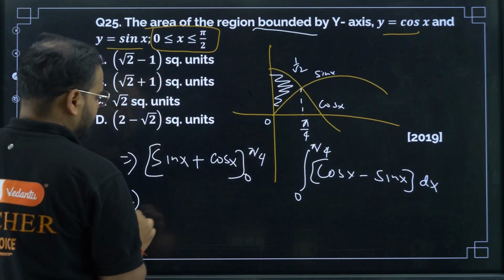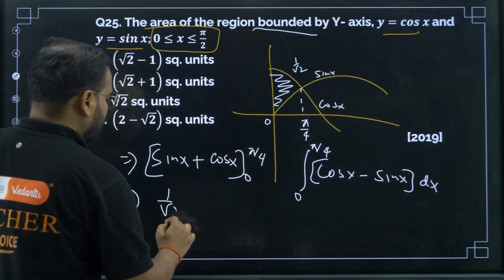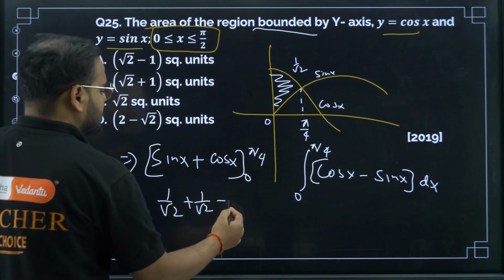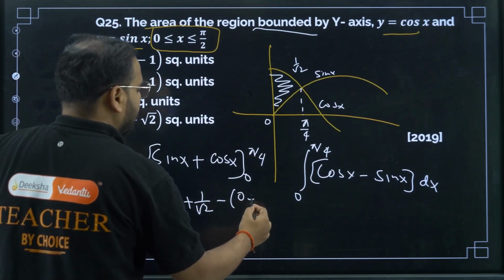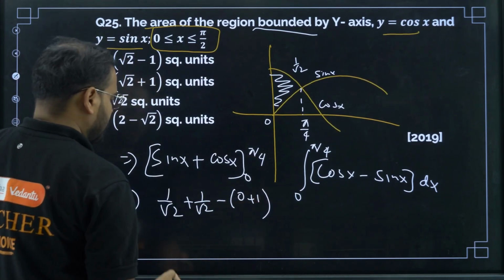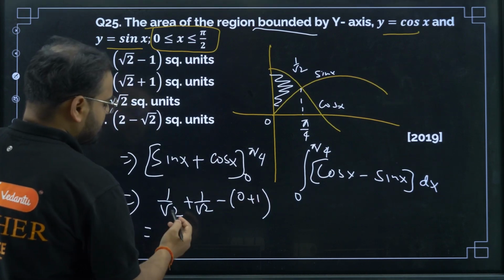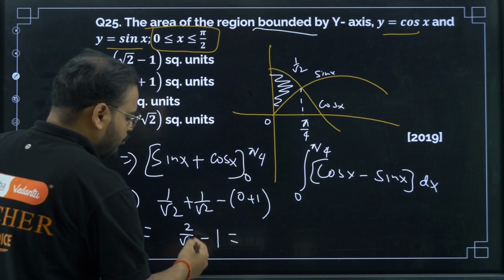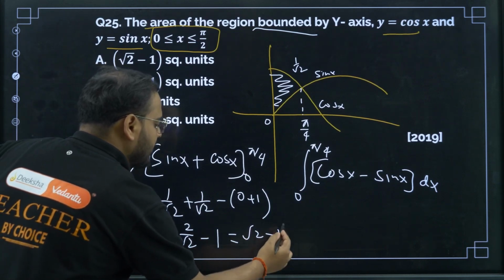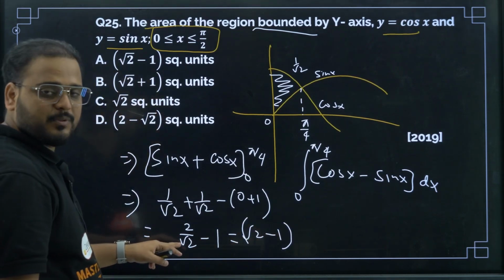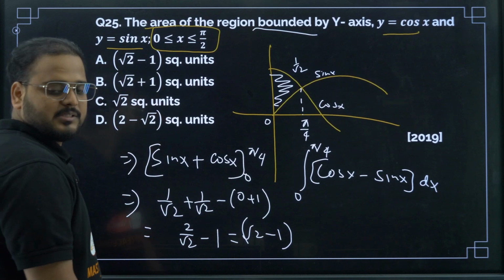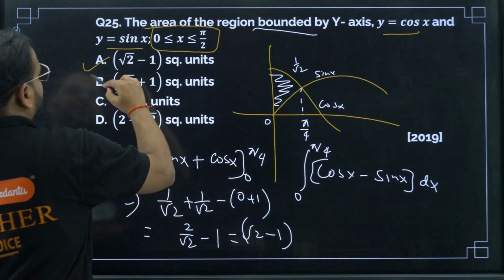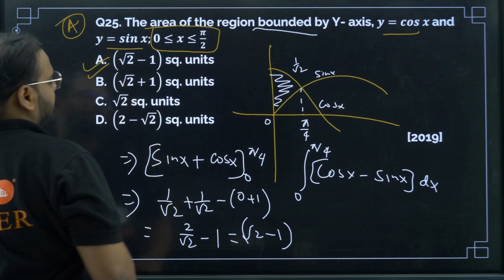Now have a look. Sin pi by 4 is how much? 1 by root 2. Cos pi by 4 again what? Same thing, 1 by root 2. Now for 0, sin is what? 0 and cos is what? Plus 1. So if you open the bracket, you're going to get what? 2 by root 2, no? 2 by root 2 minus 1. How much is that? 2 by root 2 is simply root 2, then minus 1. Simple problem. Option number A again.